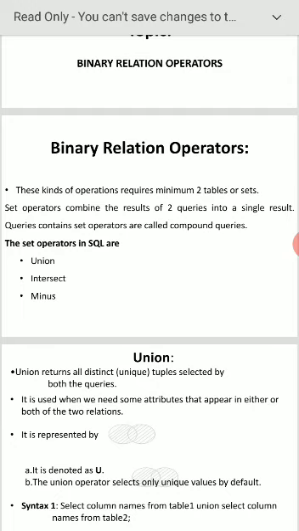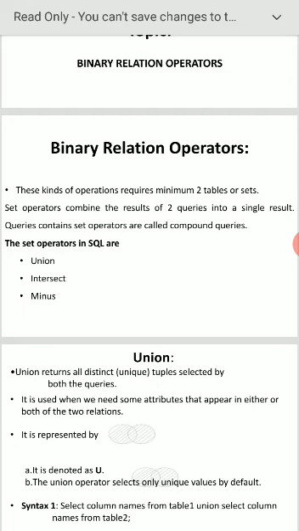See now, here a set of operators, set operators, combine the results of two queries into a single result. Assume there are two tables, two relations. Here you will get another single table or relation as output. And queries, you know, are asking a question and getting an answer. Queries that contain set operators are called compound queries.